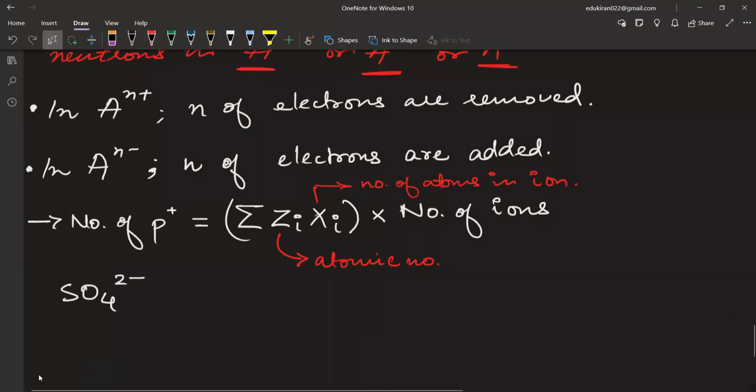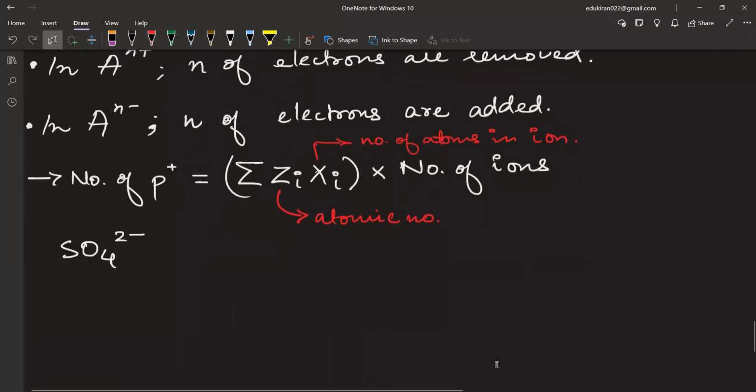Now please listen for SO4 2 negative. What are the atoms we have? We have sulfur and we have oxygen. Number of protons is equal to sum of Zi into Xi. Now we will take sulfur. The atomic number of sulfur into 1. Why 1? Because we have only one sulfur atom in this ion.